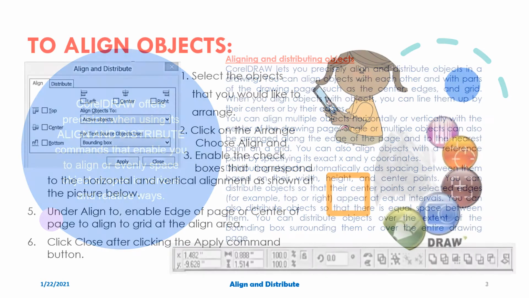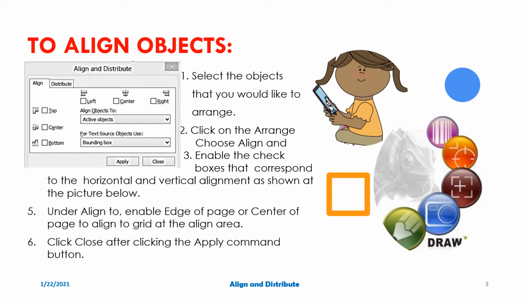Now, what are the different steps on how you are going to align an object? So always remember this one. Whenever you are performing a certain command in CorelDraw, the first thing that you need to do is to select the objects that you would like to arrange, modify, edit, or format. Then, these are the following steps now. And this is the align and distribute dialog box. So later on, you will be seeing how you are going to align and distribute an object.